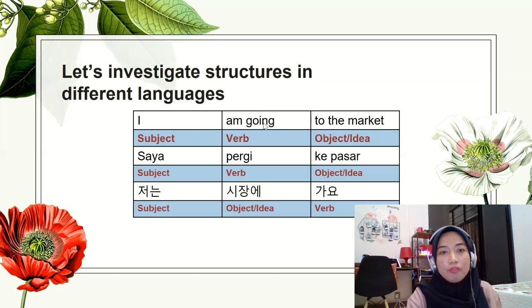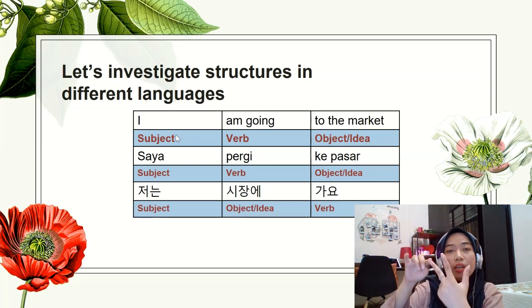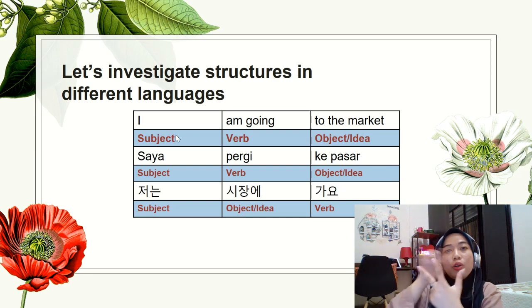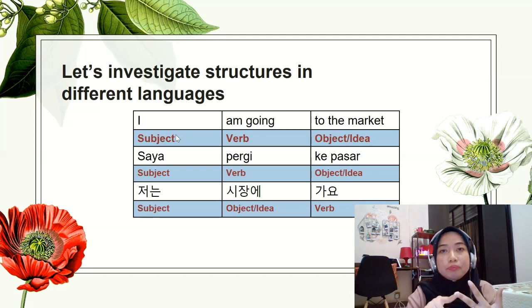Okay, so what can we see? What I can see from these two sentences is, first of all, that Malay and English have the same structure. Both languages follow the subject, verb, object or idea structure. So in order for us to have one complete sentence in both Malay and English, we can follow the formula of subject, verb, and object or idea. It means that when you translate from English to Malay and Malay to English, there is not much trouble in terms of structure because we have the same structure.